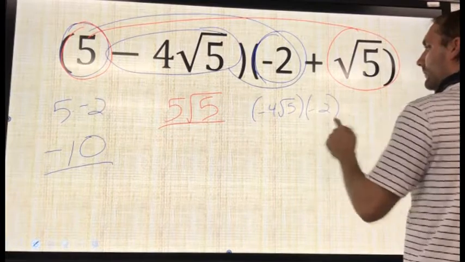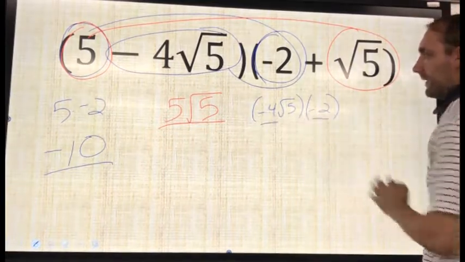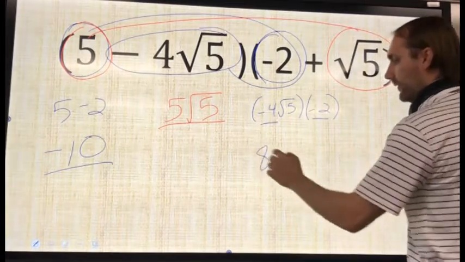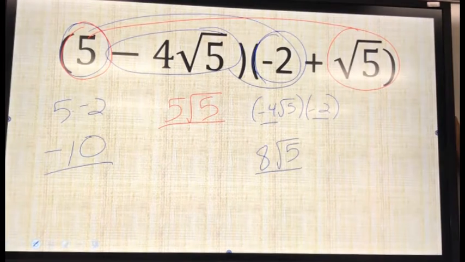times a negative 2. Look at my coefficients. What's negative 4 times negative 2? 8 square roots of 5. You was going fast. What's that? You write it down, you was going fast.